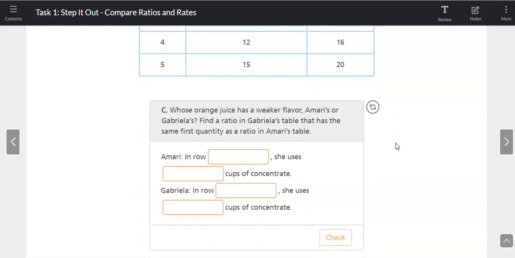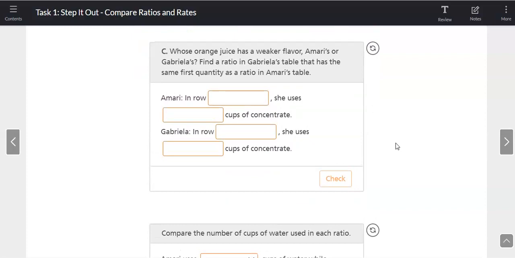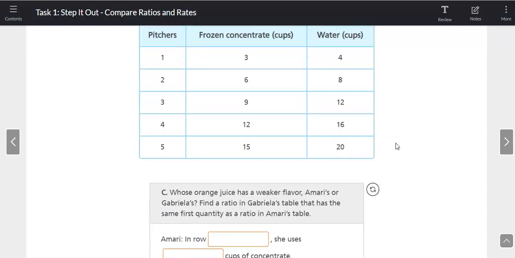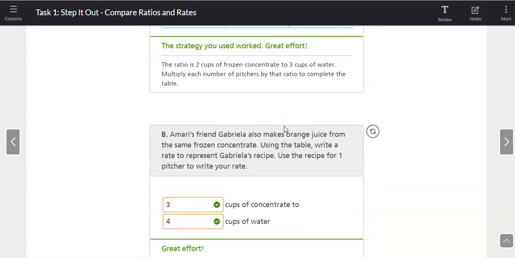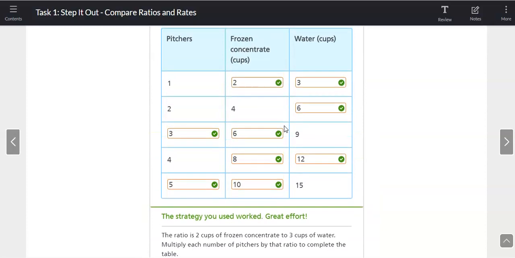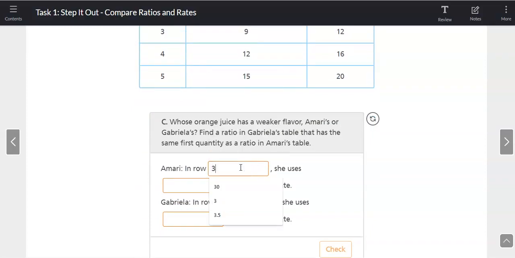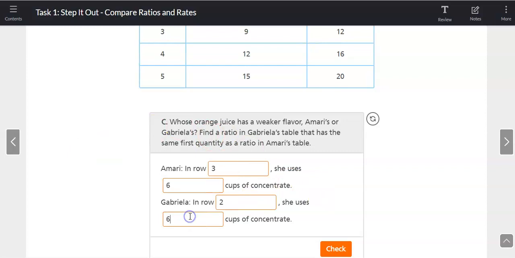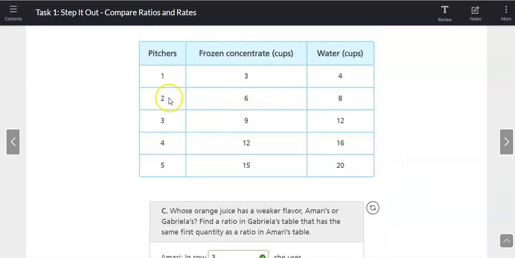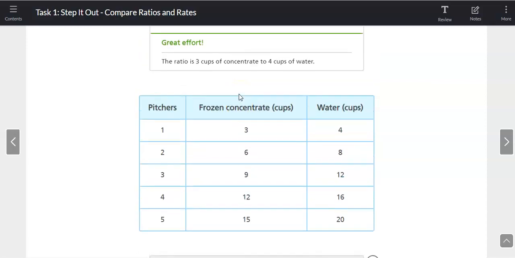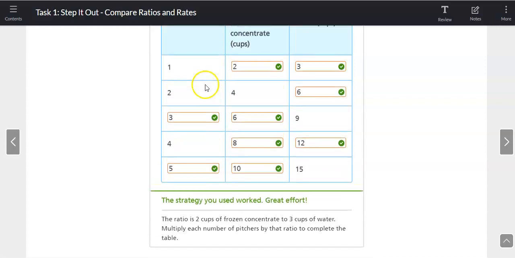Going to go down one more. C. Whose orange juice has a weaker flavor, Amari's or Gabriella's? Find a ratio in Gabriella's table that has the same first quantity as the ratio in Amari's table. We have 6 cups of concentrate, sorry, concentrate, and down here we're going to have a 6 too. In row 3, Amari uses 6 cups of concentrate. Gabriella, in row 2, uses 6 cups of concentrate. If you check your table, you'll see that.